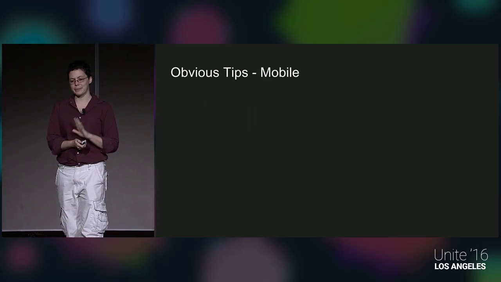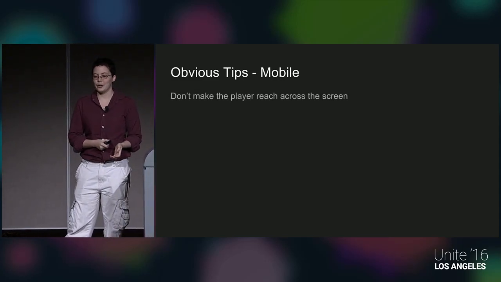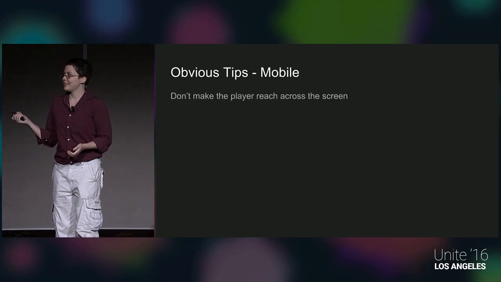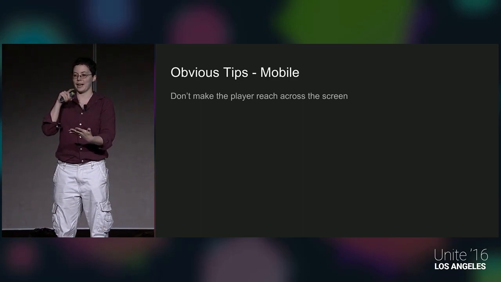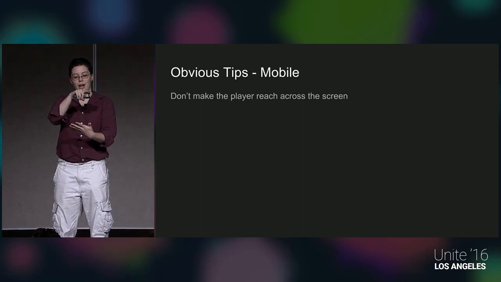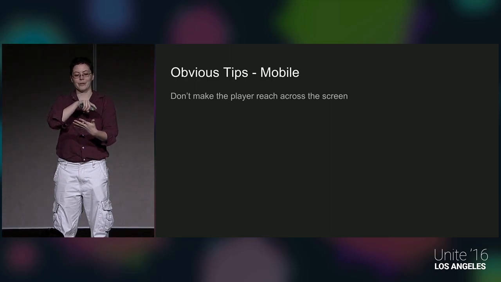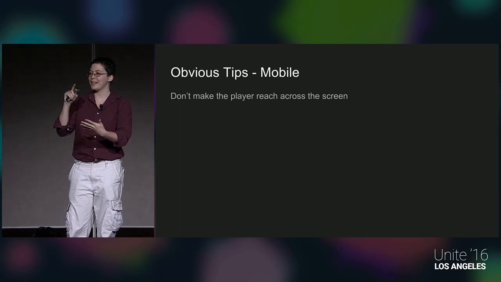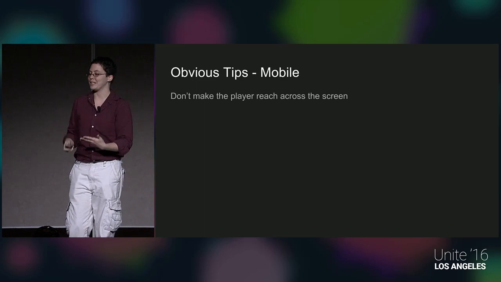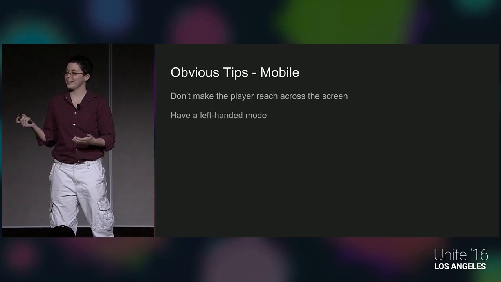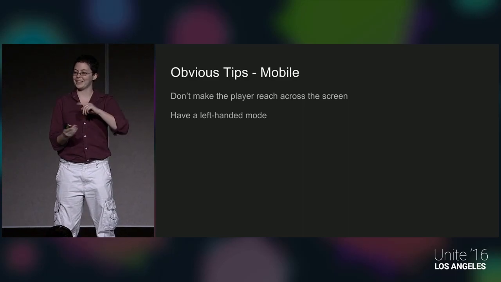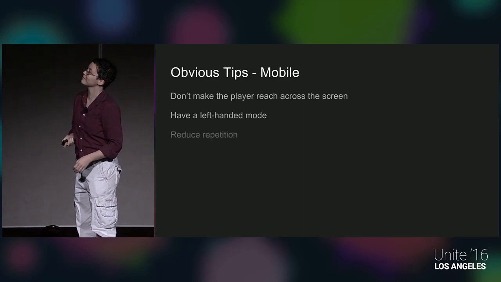A couple of obvious tips that are specific to mobile. Don't make the player reach across the screen. This is in particular for tablet games, where players will hold the device in one hand and interact with the other hand. If you have all of your options on the far left side, they're going to spend their time touching the left side of the screen, and their hand is covering everything interesting that they could be looking at. So put interactions in a way that they don't need to reach across the screen. And for that reason, you should have a left-handed mode, because some players will play with their left hand and some players will play with their right hand.